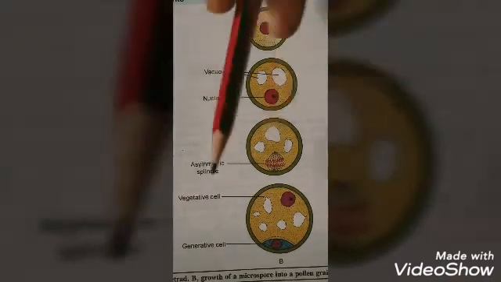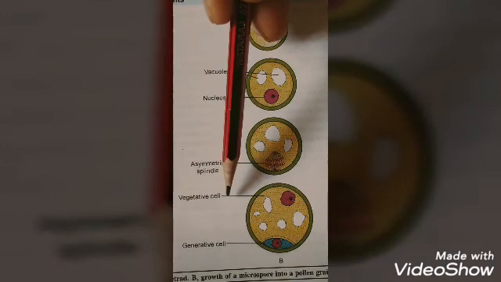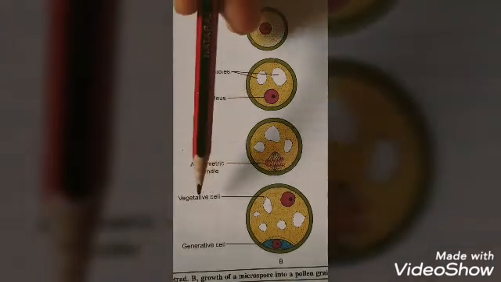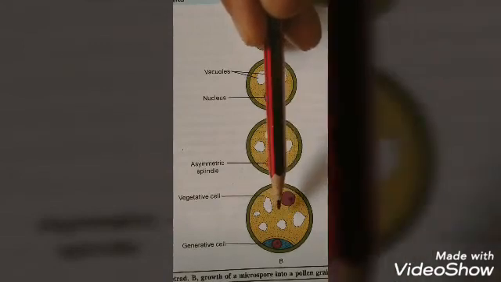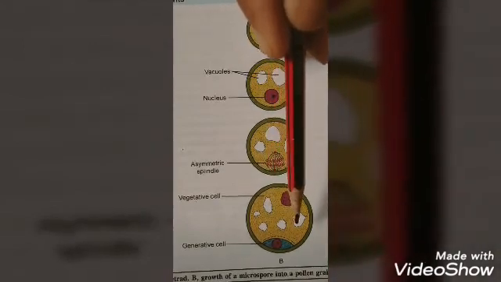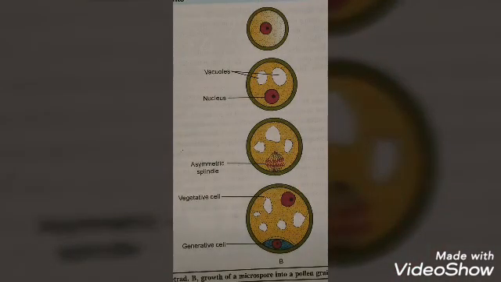Now, question arises, what is the function of this vegetative cell? The vegetative cell grows and forms pollen tube, and through this pollen tube these two male gametes reach to ovule for double fertilization.